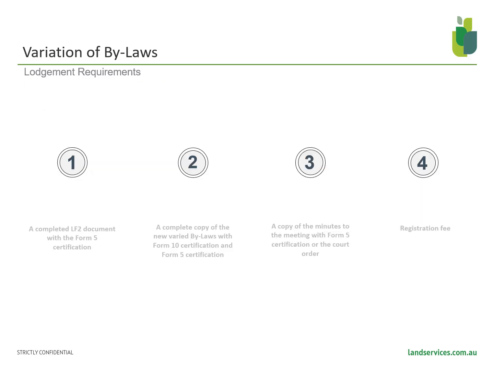The following 4 items must be provided with the form at lodgement: a completed LF2 document with the Form 5 certification in accordance with the Community Titles Regulations, a complete copy of the new bylaws as varied with the Form 10 certification and Form 5 certification, a copy of the minutes of the meeting with a Form 5 certification or the court order, and the applicable registration fees. I will now discuss the first 3 of these further.